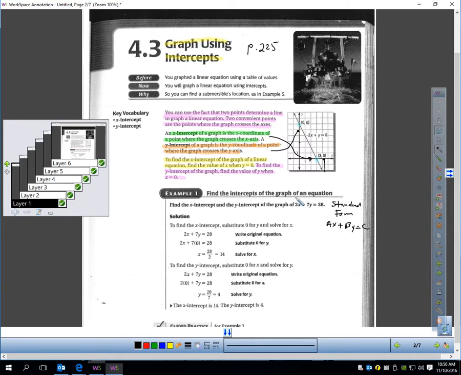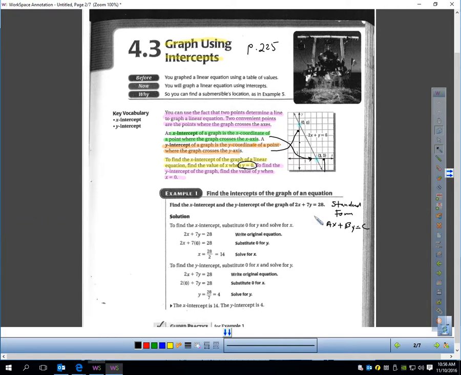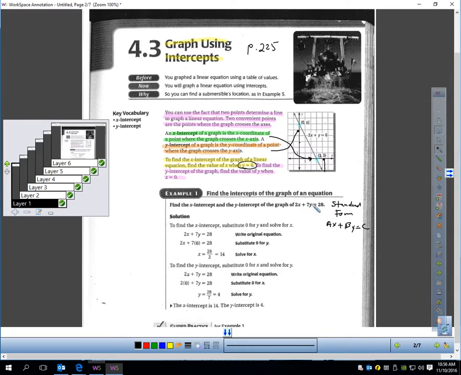Okay, let's find the x-intercept. To find the x-intercept, I've got to plug in 0 for y. So I'll plug in a 0 here. 7 times 0 cancels out. You would get 2x on the left, 28 on the right. Divide by 2, you just found out the x-intercept is at 14. In other words, this is the point 14 for x, 0 for y, and I could go on graph paper and go 14 over and plot a point.